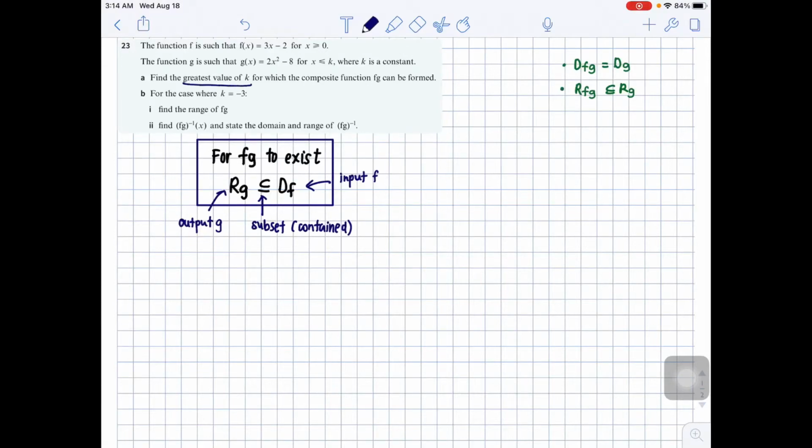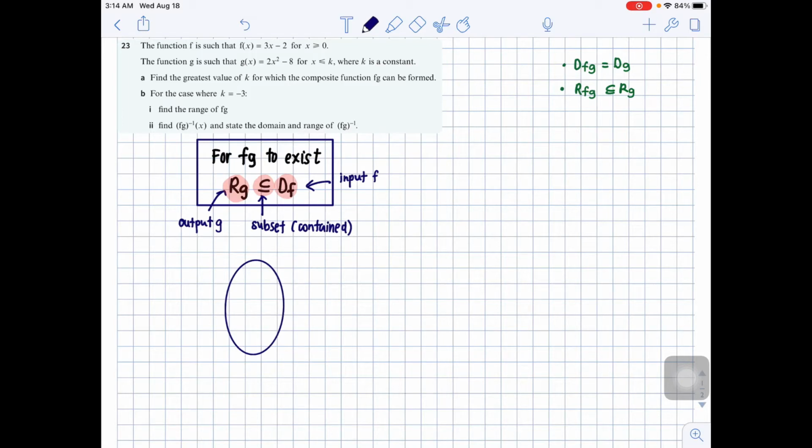Find the greatest value of k for which the composite function fg can be formed. Now, if you want the fg to exist, then you know the range of the g must be a subset of the domain of f. What is a subset? Subset simply means inside or contained within. So let's directly go to the question.